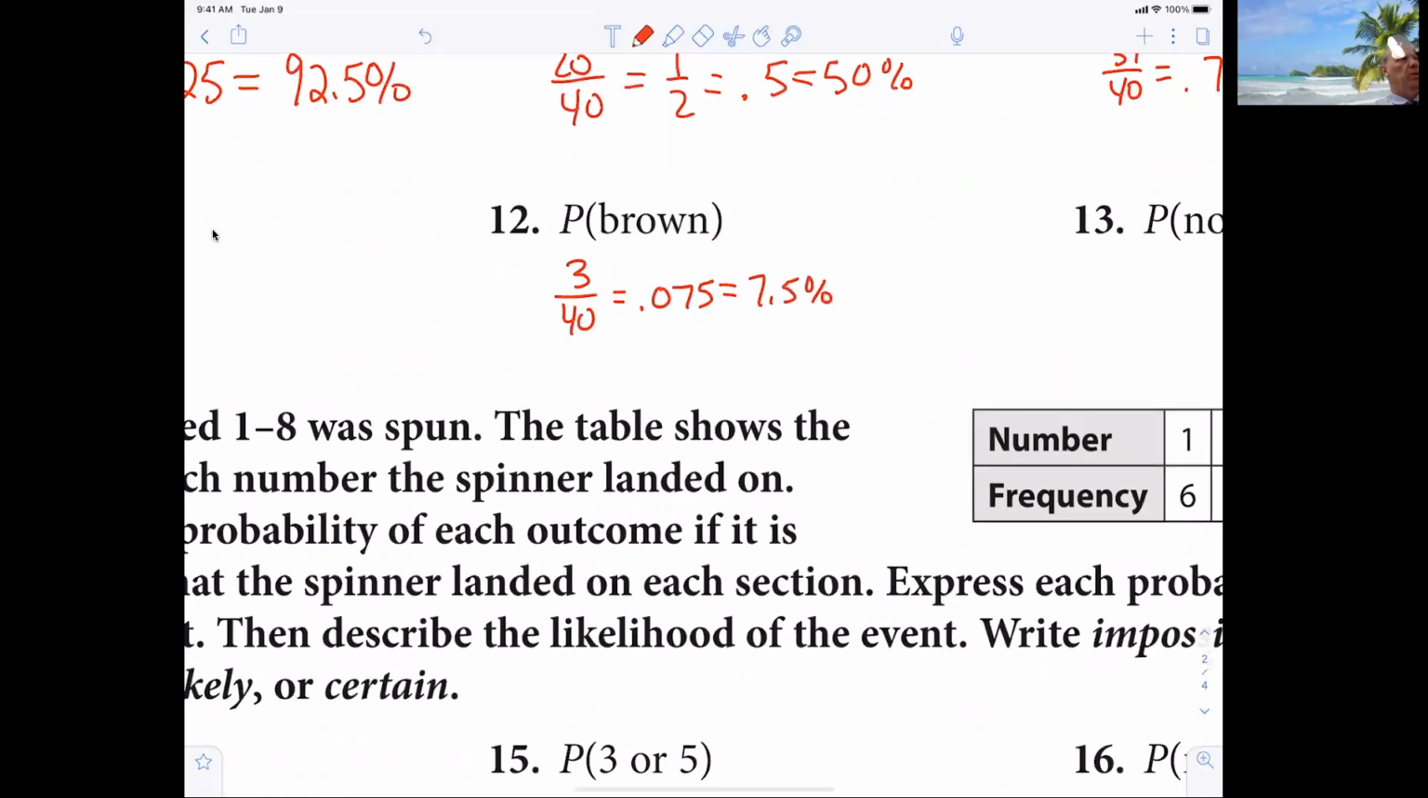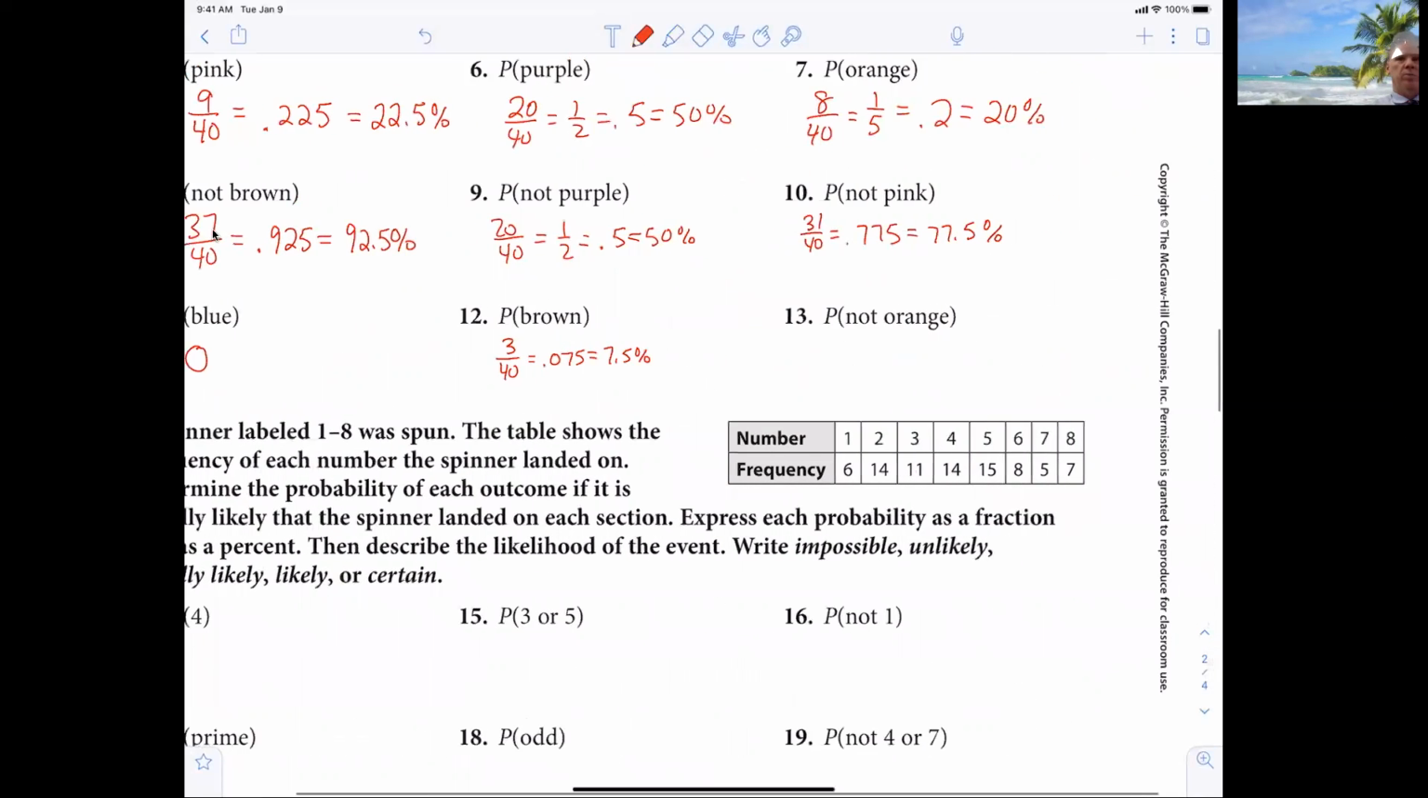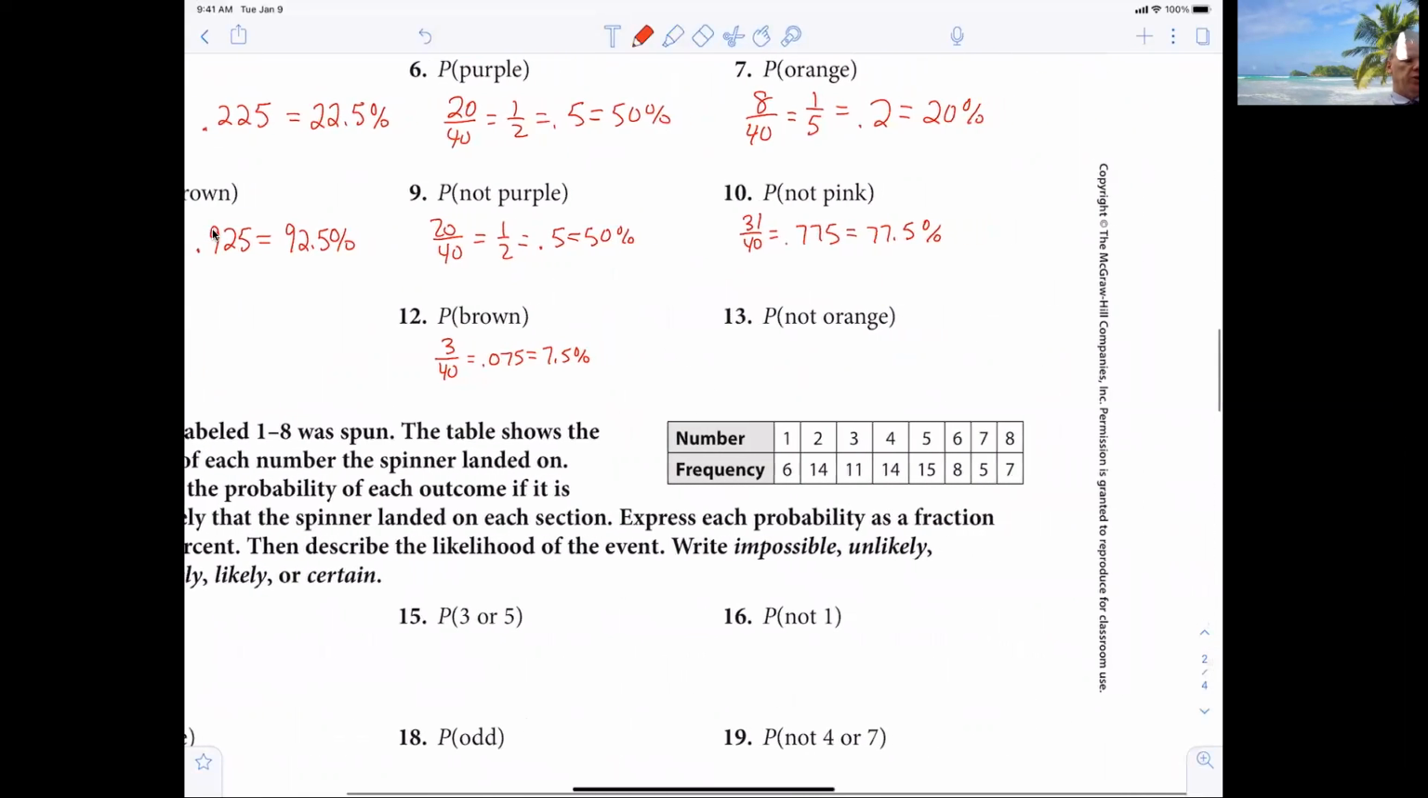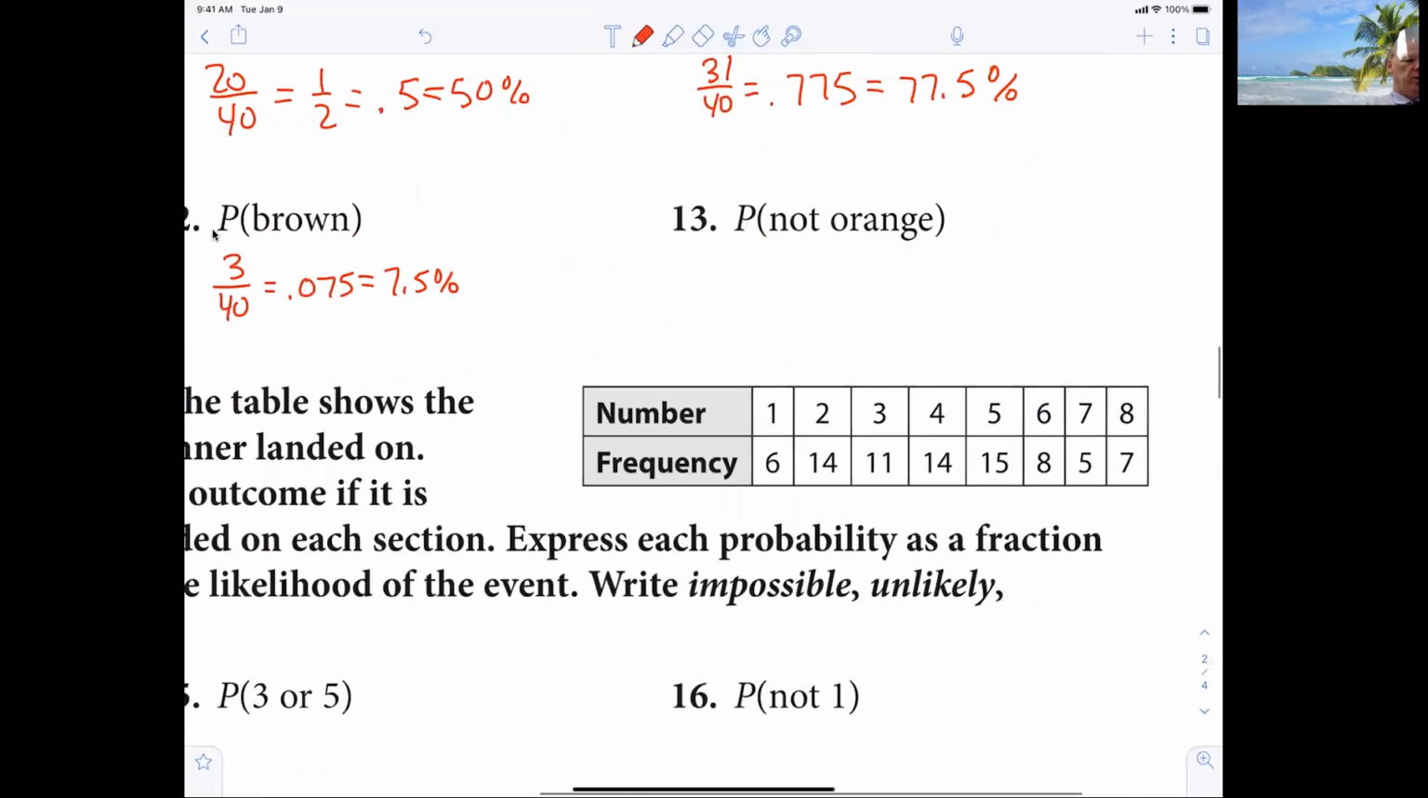All right, Zeb, what's the probability that you're not orange? 32 out of 40, which is what decimal? You can do this one. What is 4/5? Yes, thank you. 0.8, which is what percentage? 80%. All right, I'm happy with that.